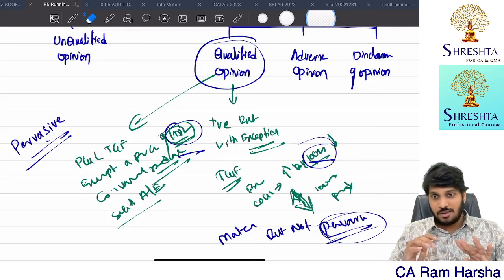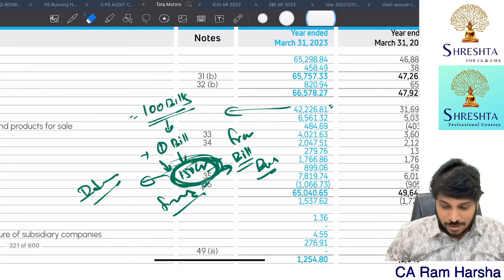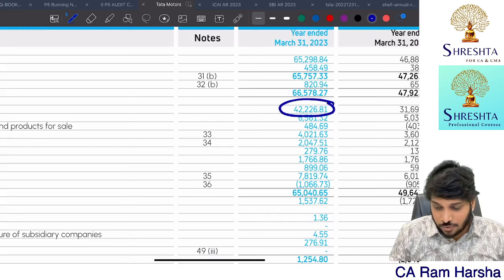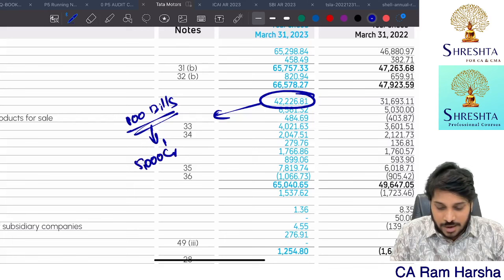Able to understand? All of you, now let's make it easy. Let's make it an easier example. Another example. Now same, out of this 42,000 crore, I took 100 bills as samples. And these 100 bills sample, what is the value? 5,000 crore is the value.